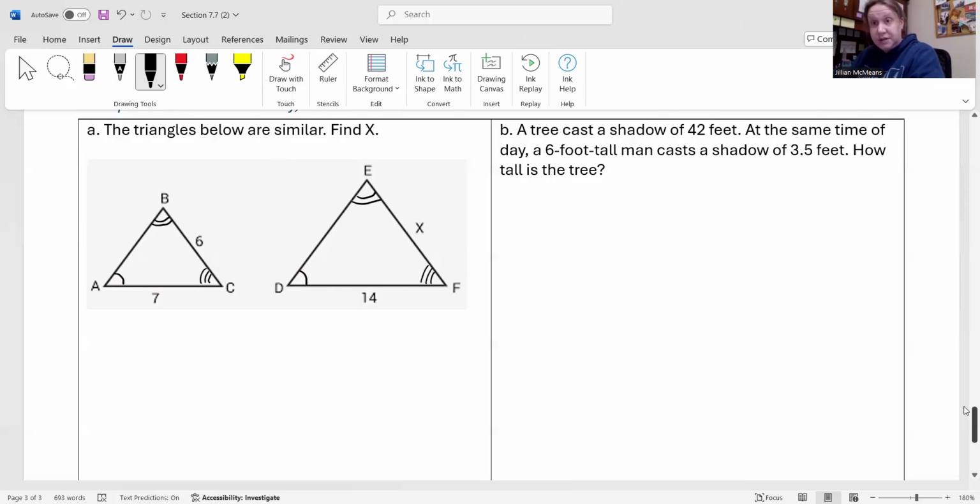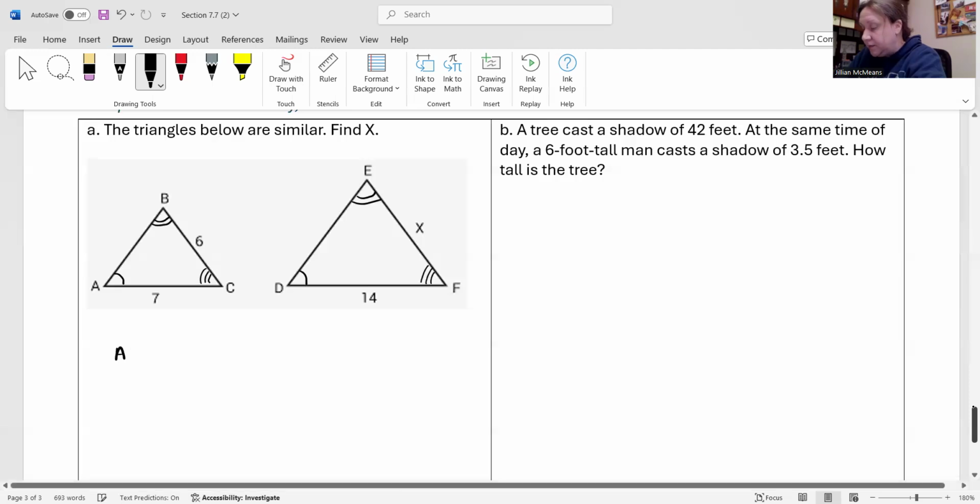So the angles are the same, but one version of the triangle is just blown up. It's bigger than the other one. They're proportionally going to be the same though. So their corresponding sides are in the same ratio. So what does that mean? Well, we have side AB on the first triangle. It corresponds to side DE. That ratio has to be the same as AB, or not AB, AC, which corresponds to DF.